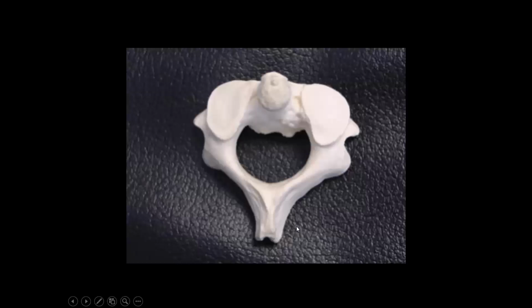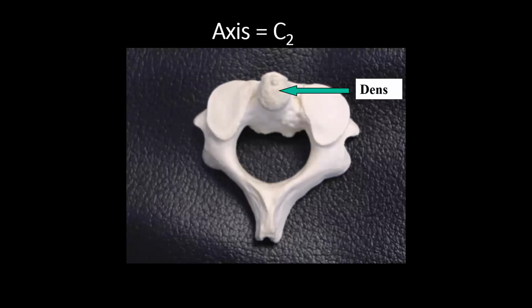And here's C2. This is the axis. There is the dens. And this is the structure that supports the atlas. There's a dens right there. It's called the dens or the odontoid process. Dens is easier to remember. And this is how the skull is held up and how we have the ability to rotate our head around this axis sticking up here.